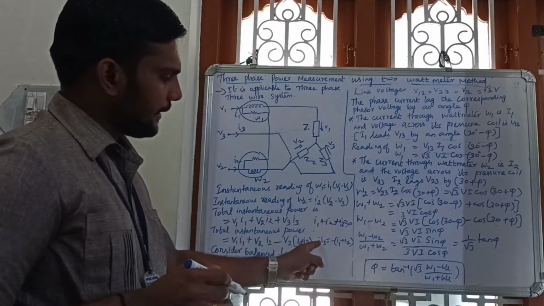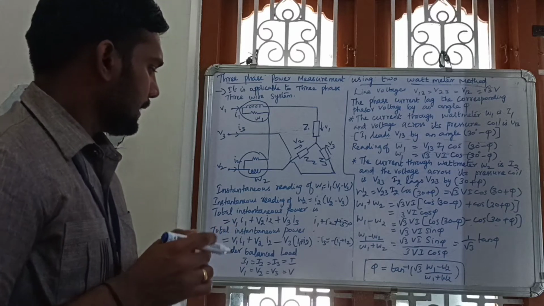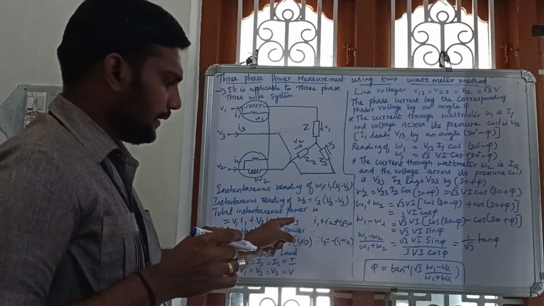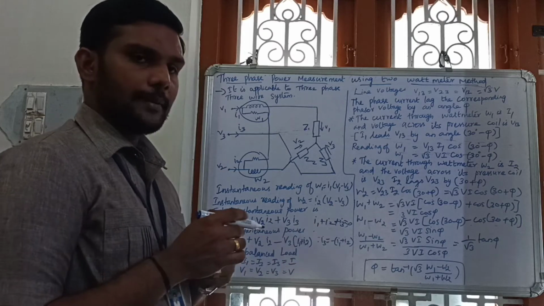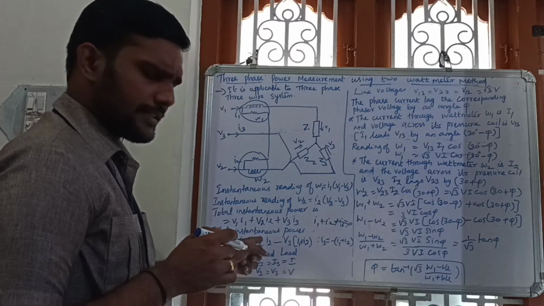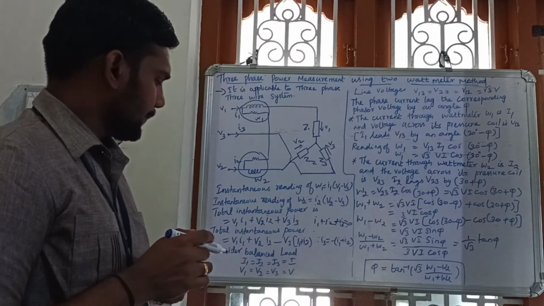From this, what is I3? I3 is equal to minus of (I1 plus I2). Substitute this here. Instead of I3, you substitute minus of (I1 plus I2). So what will you get? V1 I1 plus V2 I2 minus V3 into (I1 plus I2).